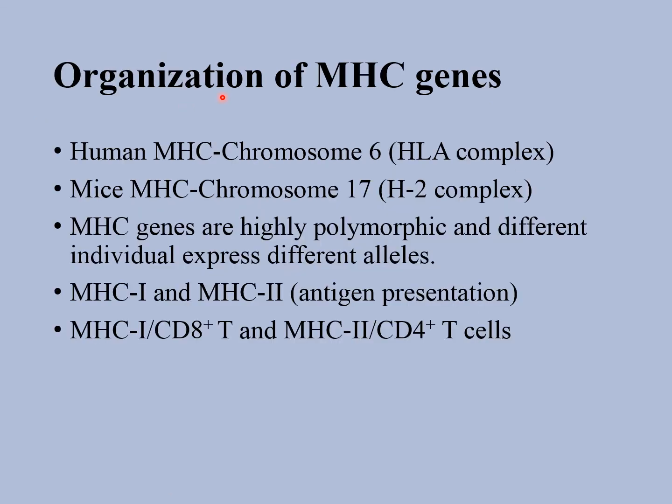Now let us look at the organization of major histocompatibility genes. The MHC complex is a collection of genes arrayed within a long continuous stretch of DNA on human chromosome number 6, and this complex is also called the human leukocyte antigen complex. MHC genes are also present in mice on chromosome number 17, and that complex is called the H2 complex. MHC genes are highly polymorphic and different individuals express different alleles.